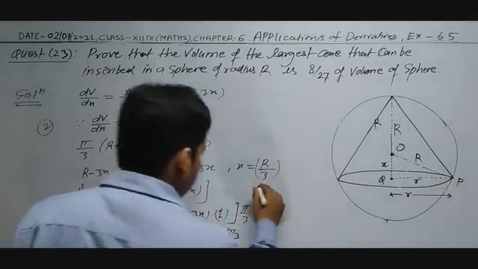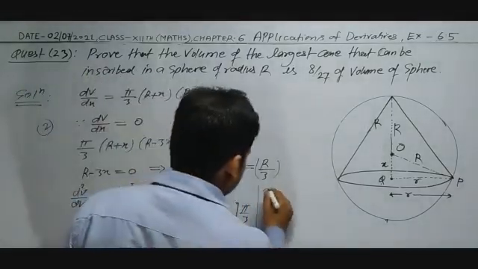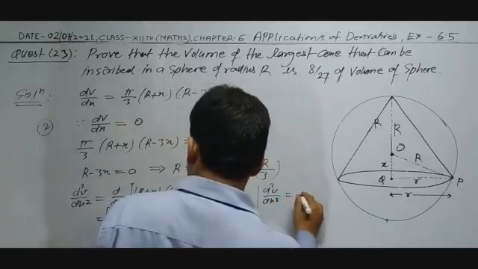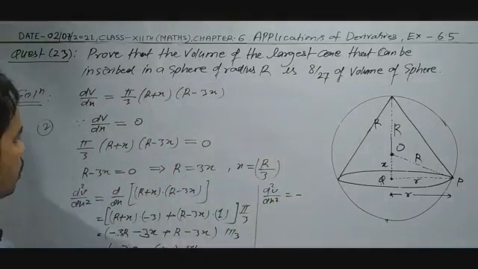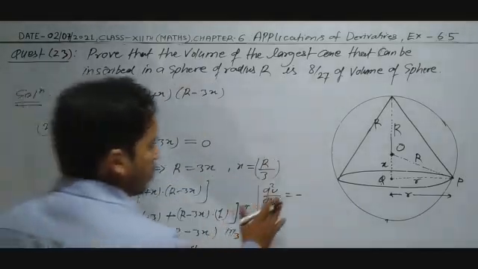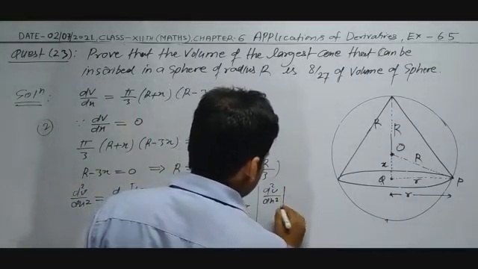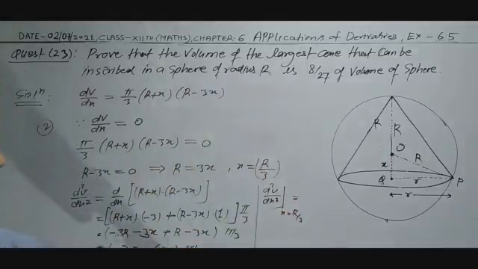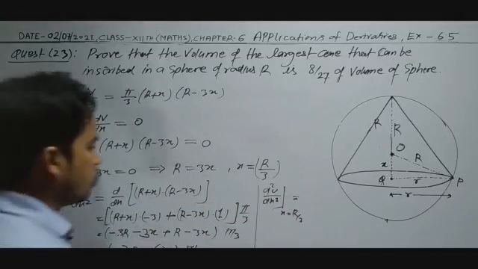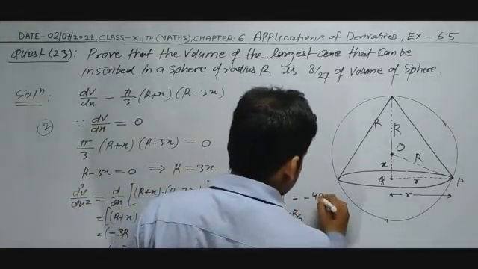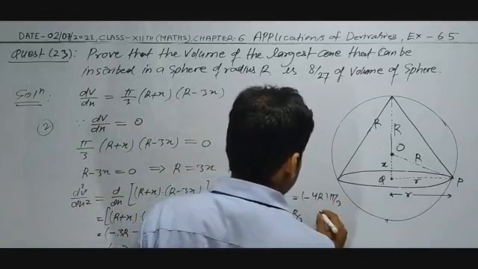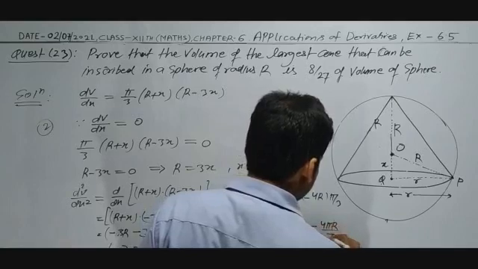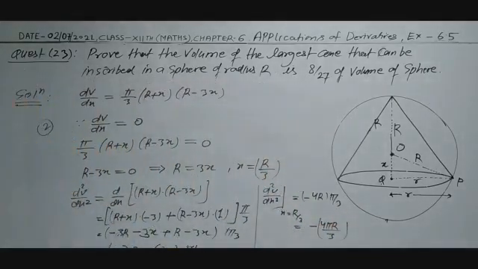Now see, this is the d2v by dx2. The result is minus 2r minus 6x, and x is equal to r by 3. What will be the result? In place of x you put r by 3, you get minus 2r minus 2r, that is minus 4r, and minus 4r multiplied by pi by 3 means the result is minus 4 pi r by 3. This is the value of d2v by dx2.